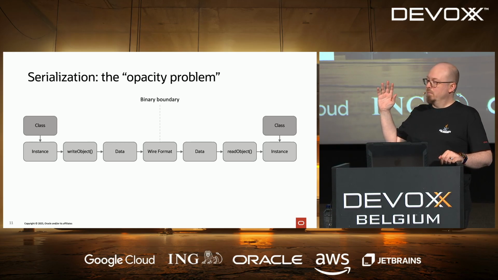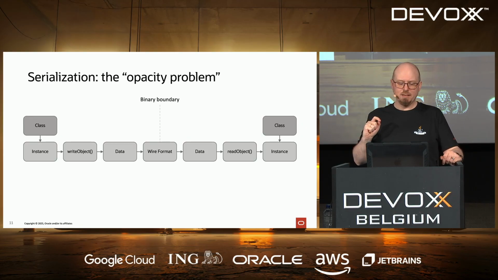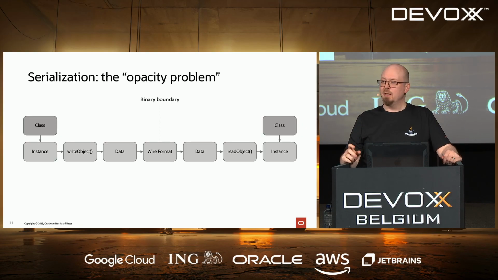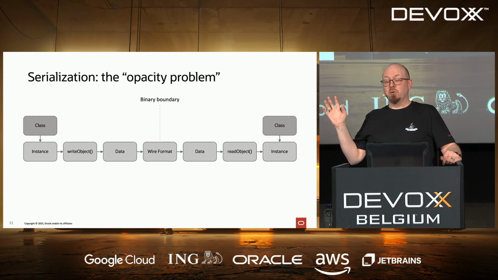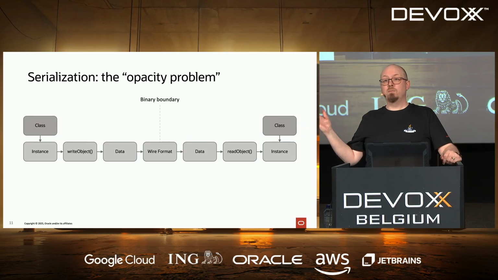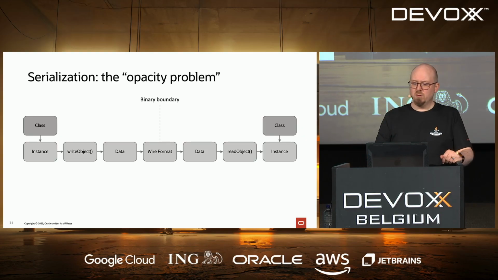This is my mental model of serialization. We have a class, we have an instance of that class, and we write that using writeObject on an ObjectOutputStream. It results in some data in the serialization format, and on the other side, we're reading that data with an ObjectInputStream. We get the instance recreated, and of course, that instance belongs to the right class that was serialized in the first place.